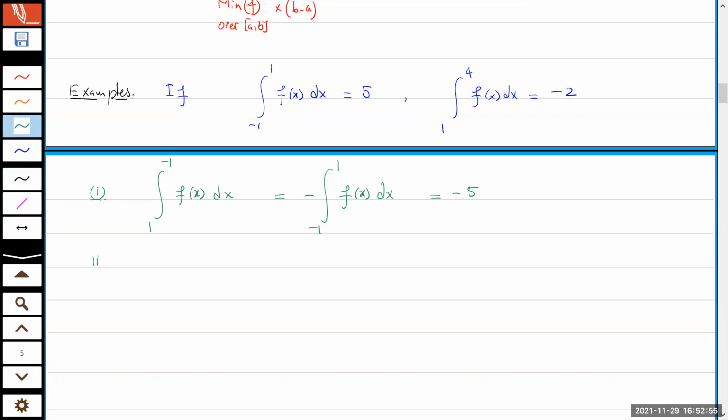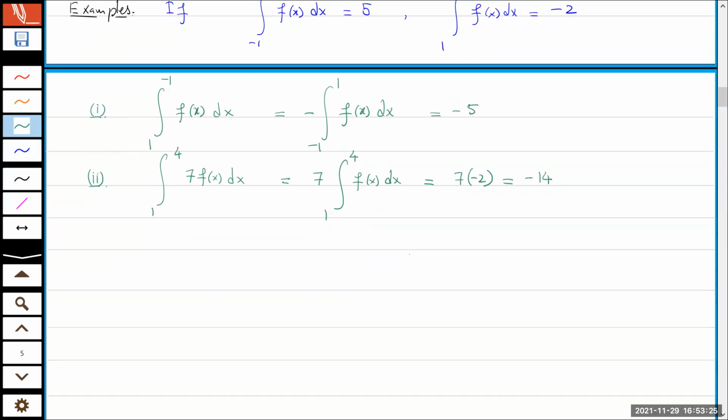Similarly, if I create another one, what would be the value of the integral from 1 to 4 of 7 f of x dx? Well, I know I can factor out the 7, it's a constant. Let's do that first and write 1 to 4 f of x dx. I know the value of the integral of f of x from 1 to 4. This is given as -2. So this becomes 7 times -2 equals -14.